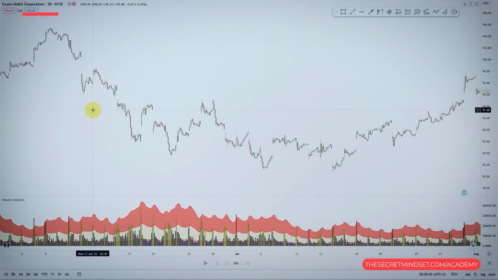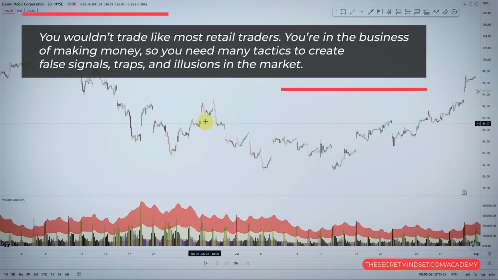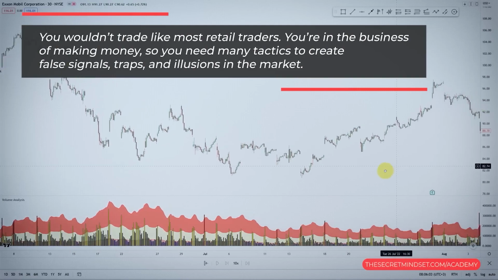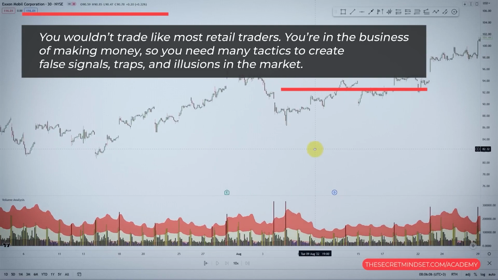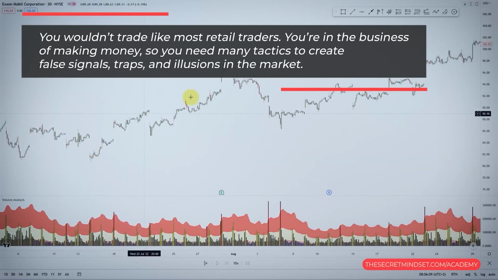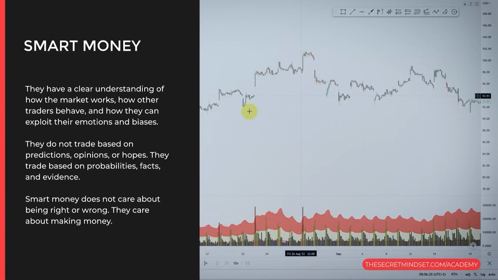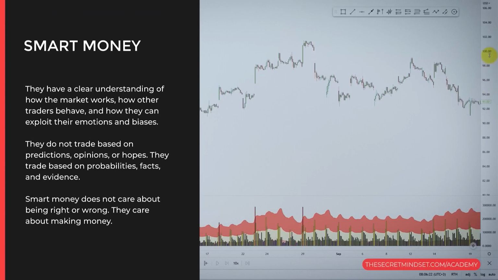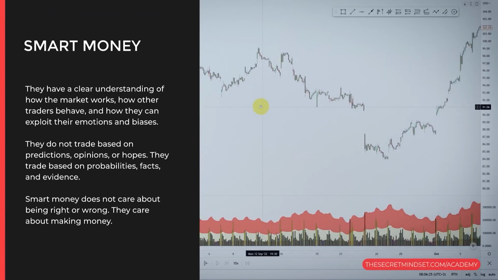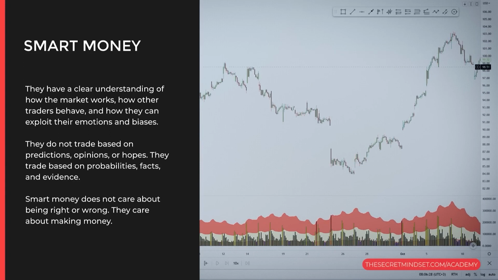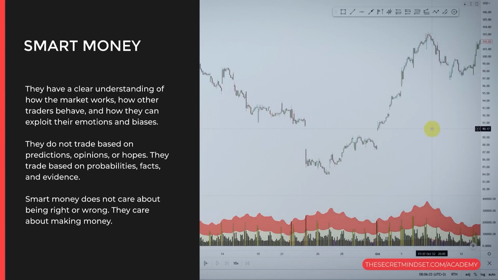You wouldn't trade like most retail traders. You're in the business of making money, so you need many tactics to create false signals, traps, and illusions in the market. Here's the reality. Smart money are not necessarily smarter than the retail traders. They are simply more experienced, disciplined, and strategic. They have a clear understanding of how the market works, how other traders behave, and how they can exploit their emotions and biases. They don't trade based on predictions, opinions, or hopes. They trade based on probabilities, facts, and evidence.